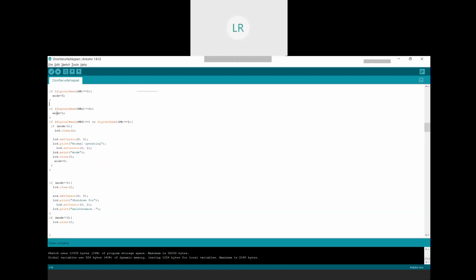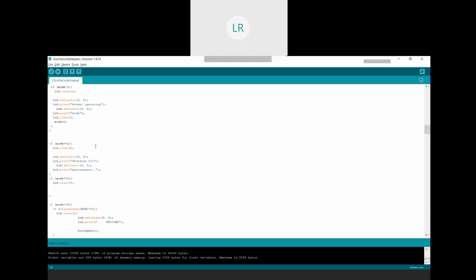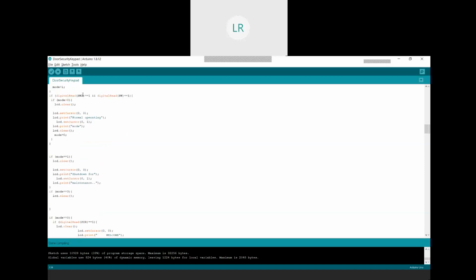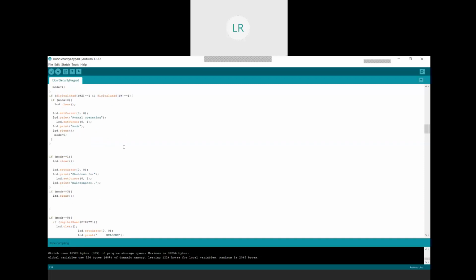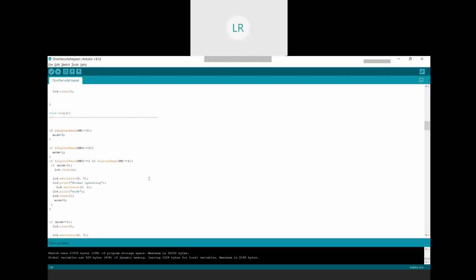As for mode 1, condition 1, switch 2 will be actively low, which is closed, and the LCD will print out shutdown for maintenance, or we can edit for any other messages we want to give out. This switch can only be used to shut down the whole system or to perform any maintenance or troubleshooting. As for mode 3 or condition 3, switch 1 is actively low.